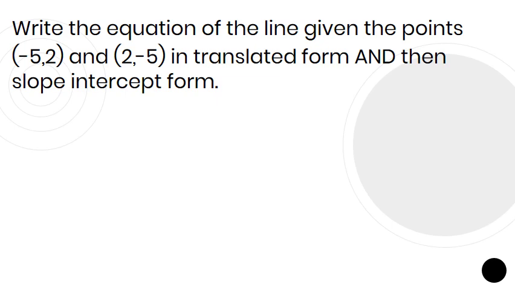Write the equation of a line given this information of 2 points. So I have an xy and an xy. So the first thing I need to do, I don't have the slope. I need to do some slope work.